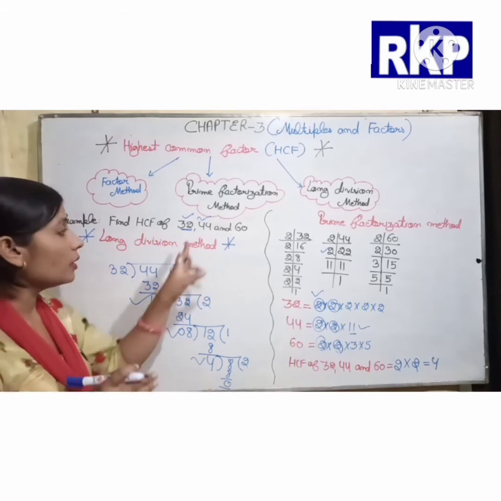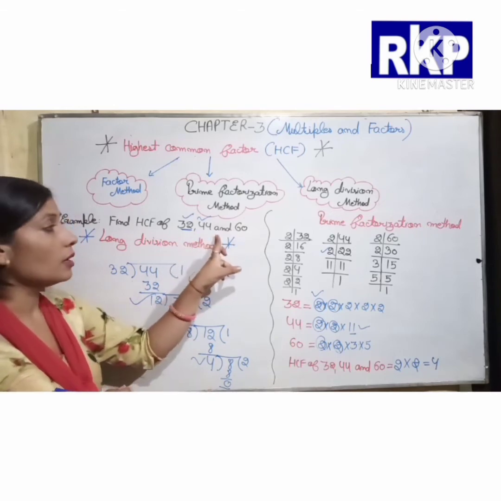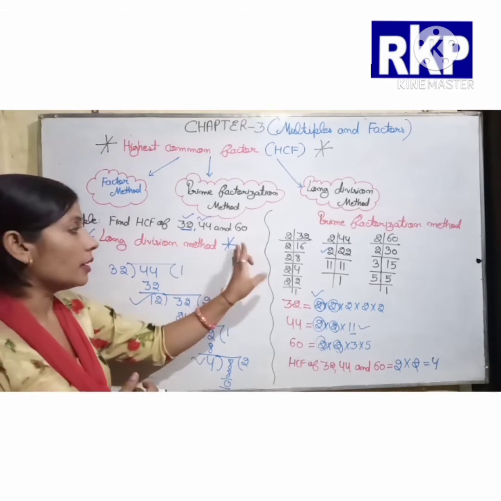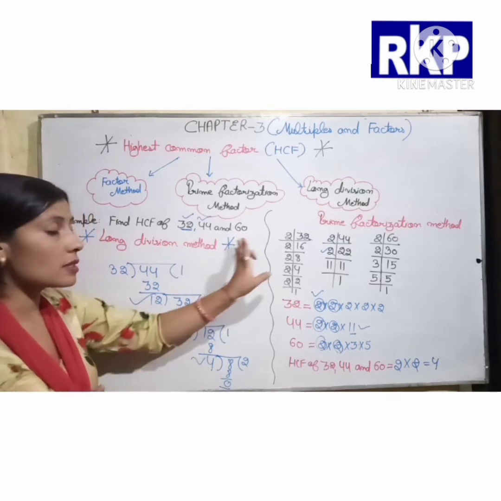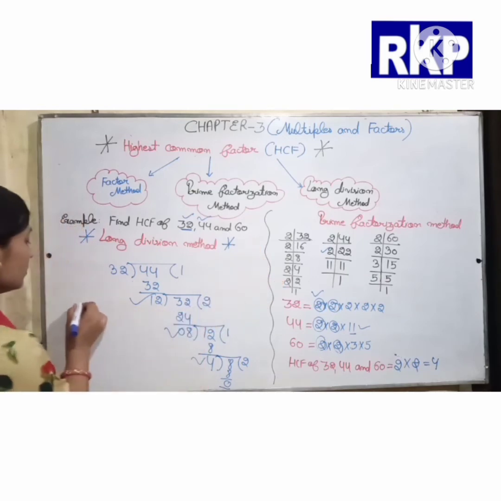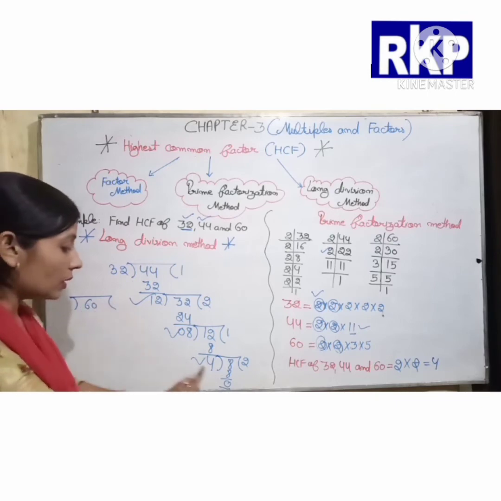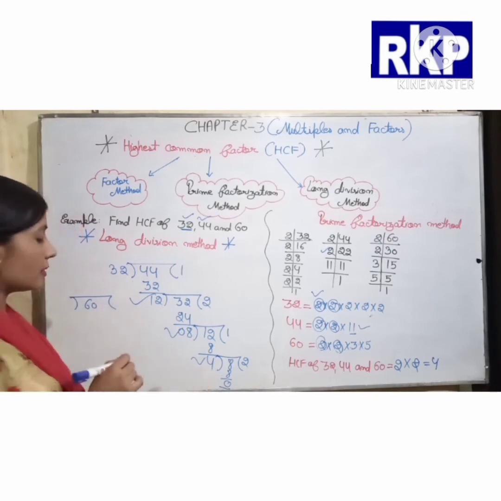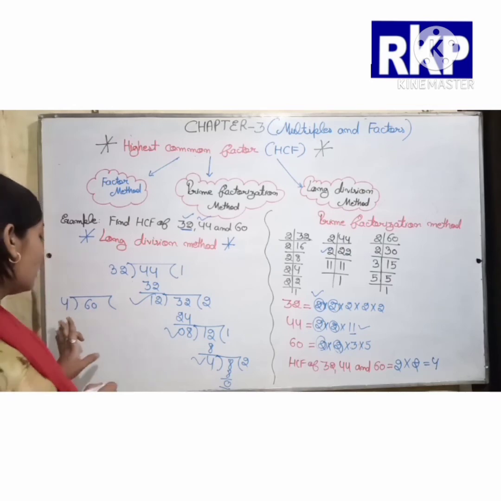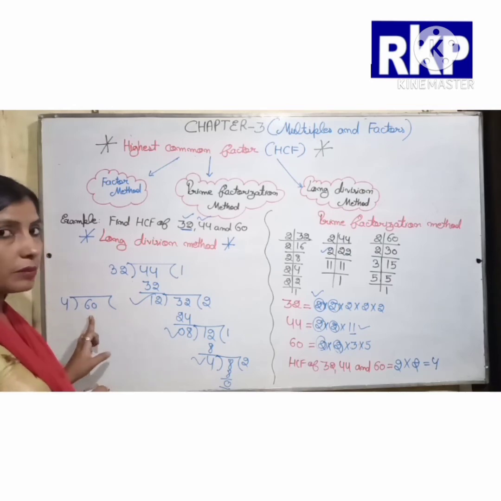But here we have three numbers. Here we have 60 also. So now what we will do beta? Now we have to divide this 60 also with 4. So now we have to divide 60 with this, with last divisor. So here we have 4. Okay. Now we have to divide 60 by 4 beta.